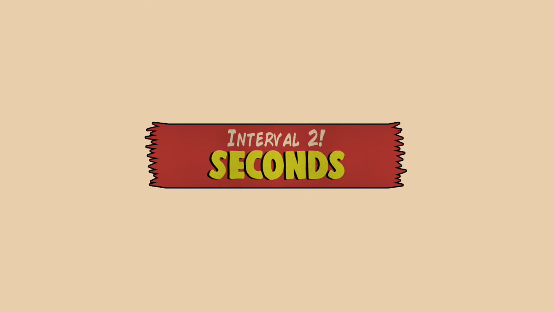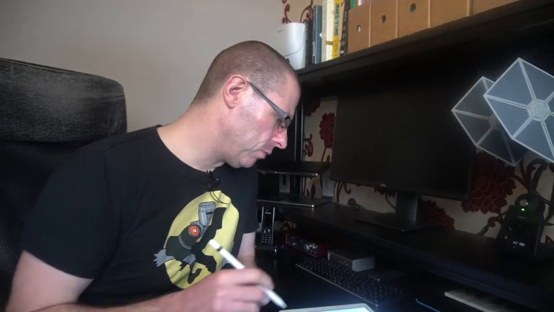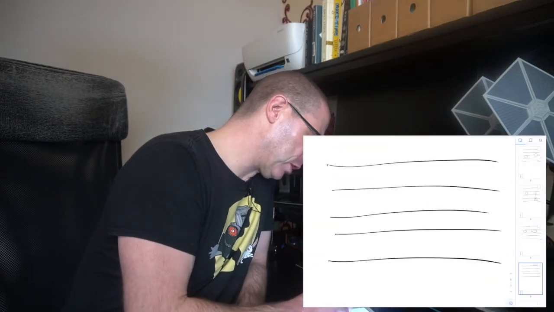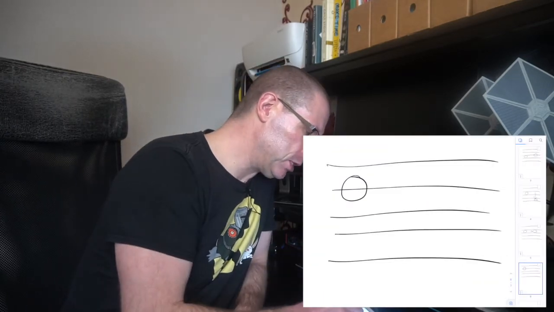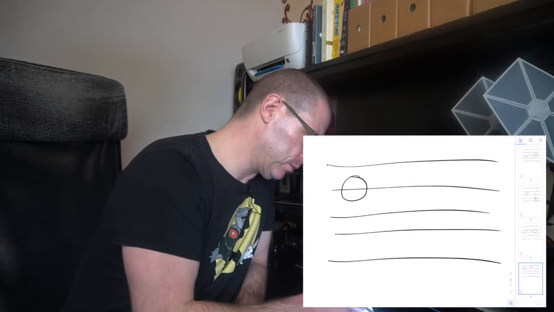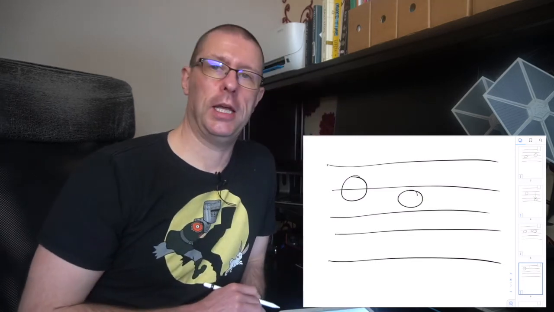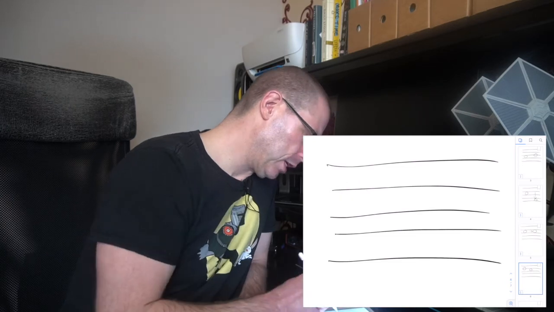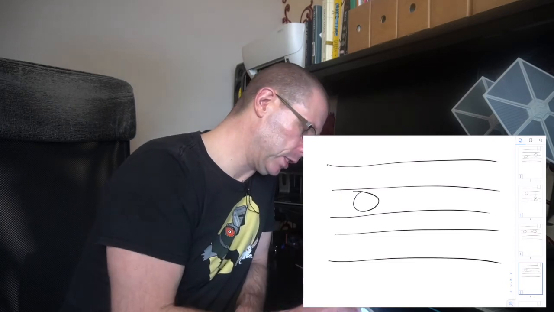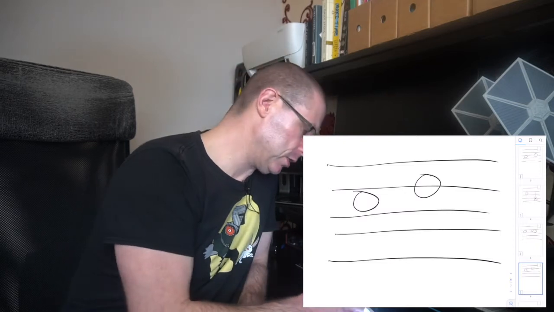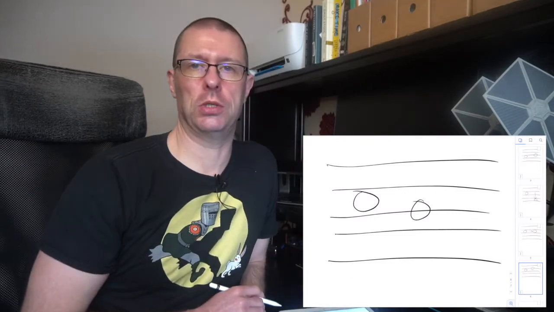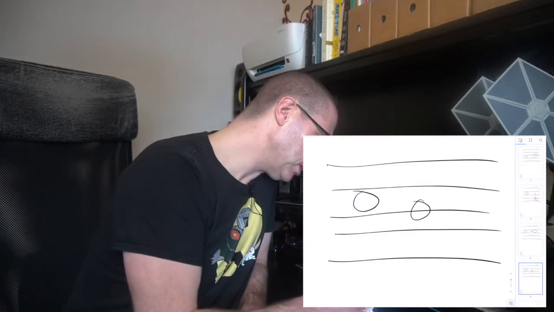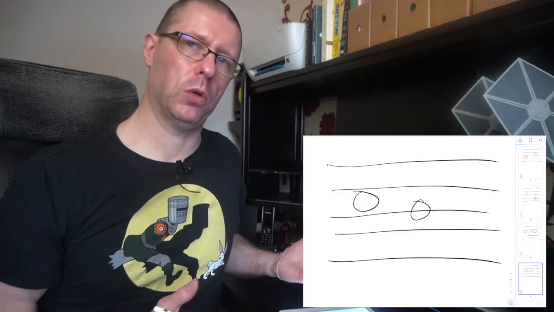The second interval I want to talk about is seconds, funnily enough. What we've got is, if we've got our staff here and we start with a line note, if we move up to the space above it or to the space below it, then that's an interval of a second. If we have a space note and we move to the line above it, that's a second, or the line below it, that's also a second. Now, what I've shown you here is melodic seconds.